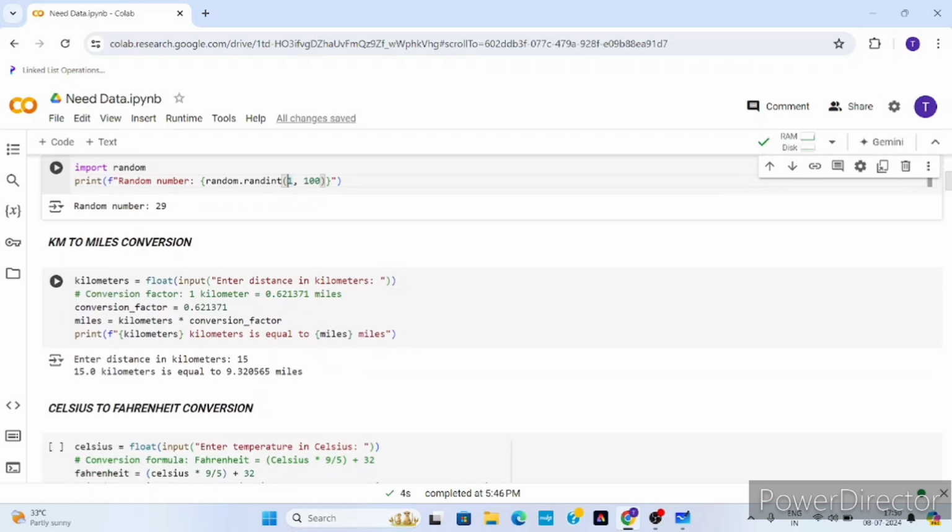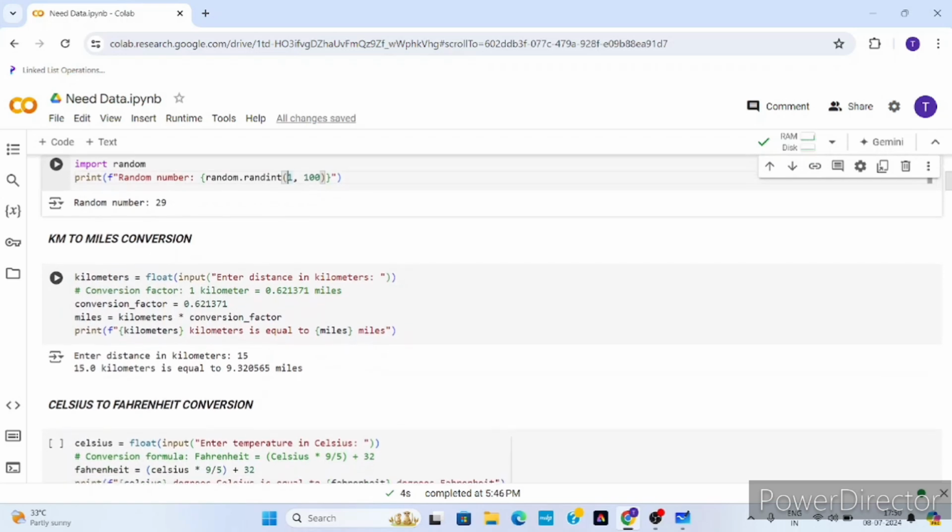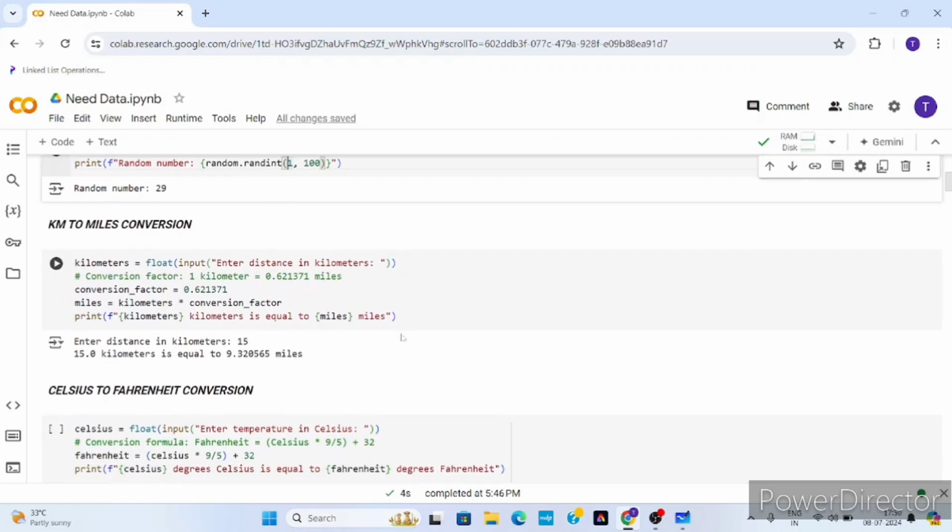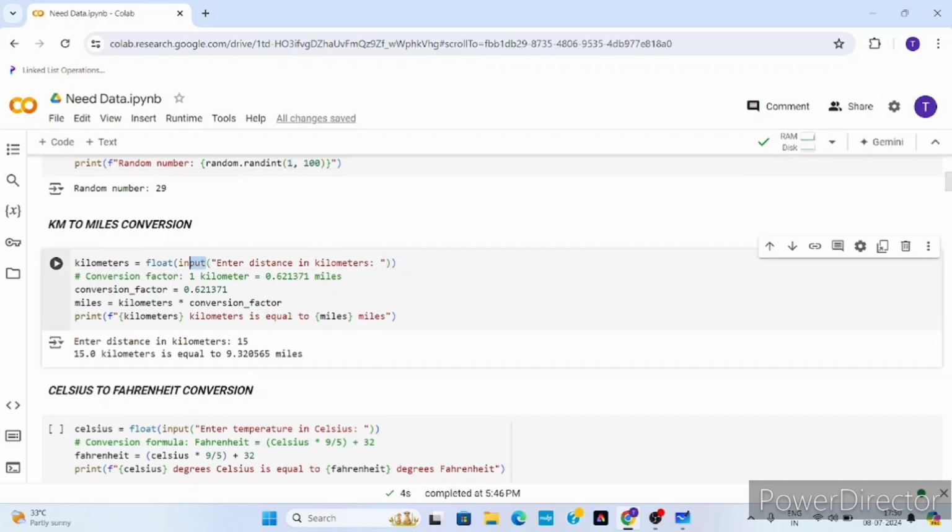Next, the kilometer to mile conversion. So here we want to know 1 kilometer equals how many miles. First I'm going to get the kilometer from the user. To get the kilometer from the user, I'm going to use the input function to get the values, and float data type. In the float data type, I'm going to give, and the user enters the distance as 15 kilometers.